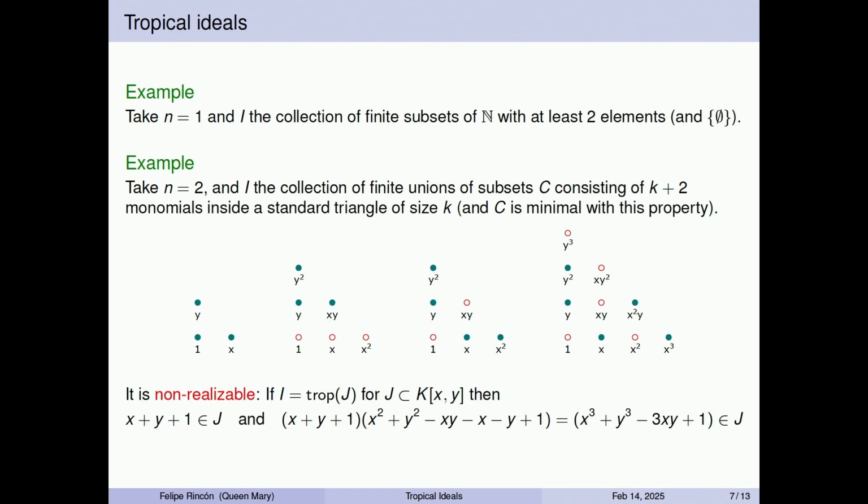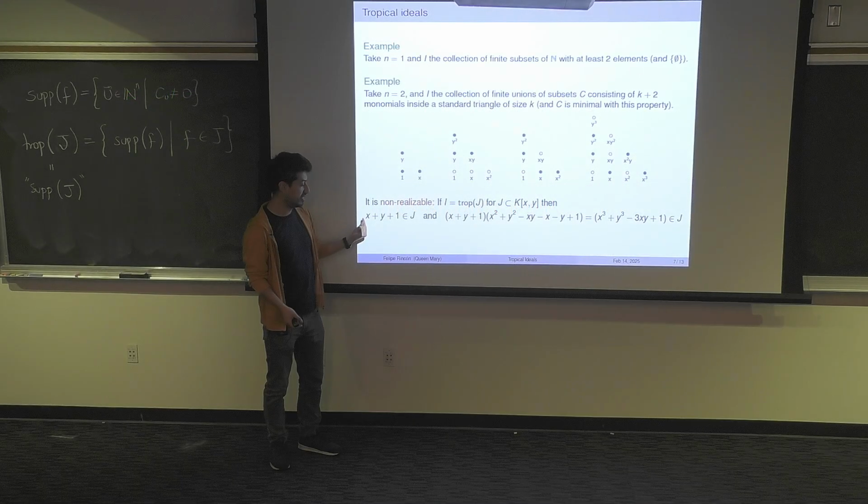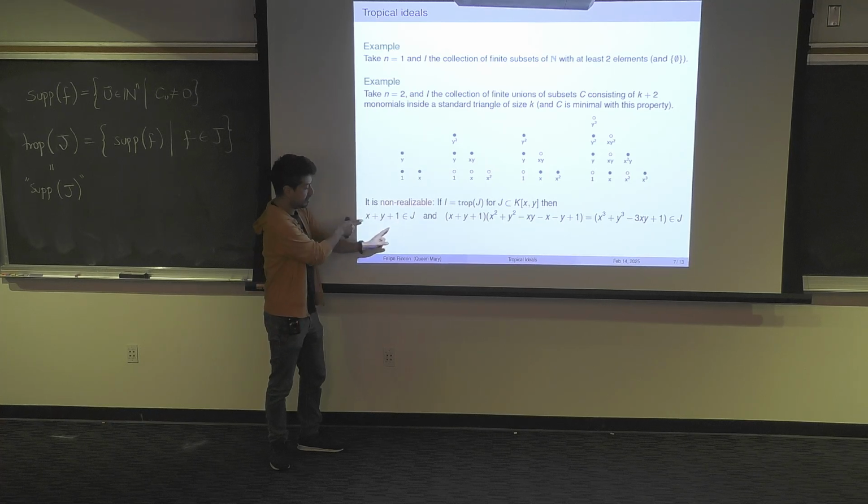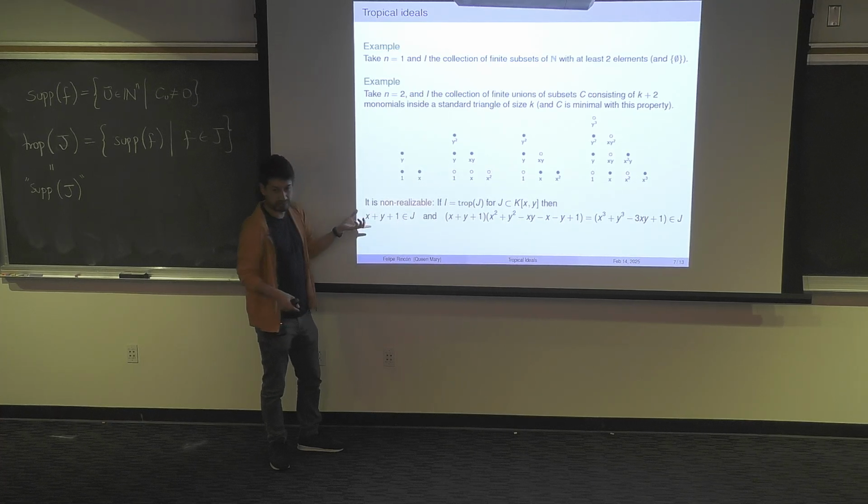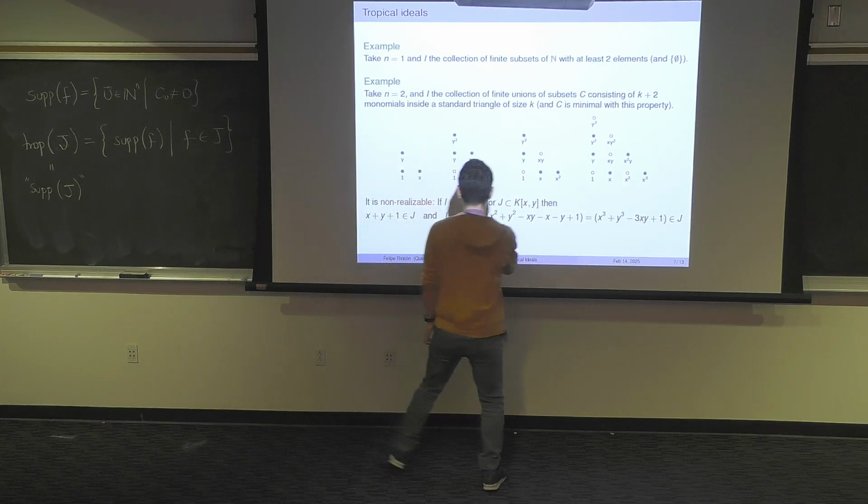The proof is a one-line thing. Suppose it was realizable. Suppose these are exactly the supports of the polynomials in some ideal I or J with coefficients in a field k. Well, because you have this subset 1, x, y, that means that some linear polynomial has to live in your classical ideal. You can scale the polynomial so that this coefficient is 1. You can scale the variables so that these coefficients are 1 as well. So without loss of generality, you can think that x plus y plus 1 lives in your ideal.